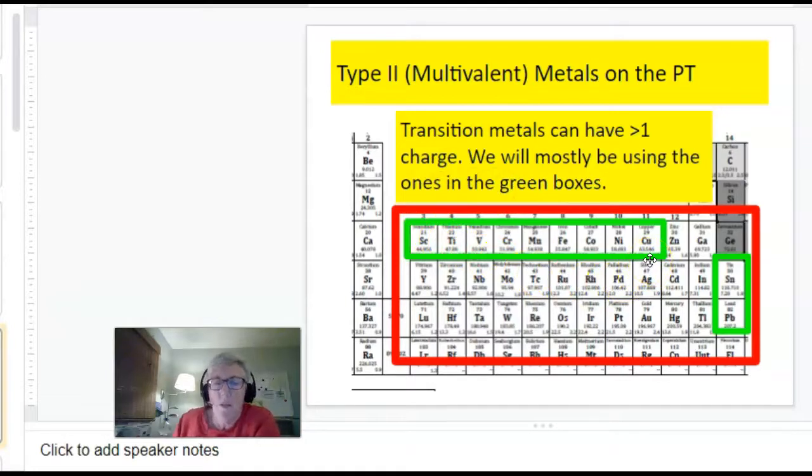So what I mean is, if we look at copper, for example, copper can have a +1 charge or a +2 charge. And so it just depends on what it's bonded with. That helps to determine the charge on that copper. Iron can have a +2 charge or a +3 charge. So that's what we mean when we say they're multivalent, or that they can have more than one charge. Okay? And these are actually listed on the back of your periodic table in table F. Okay? So you can take a look at that when you get a chance.